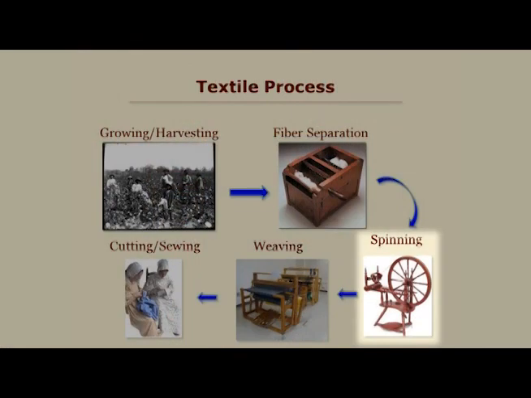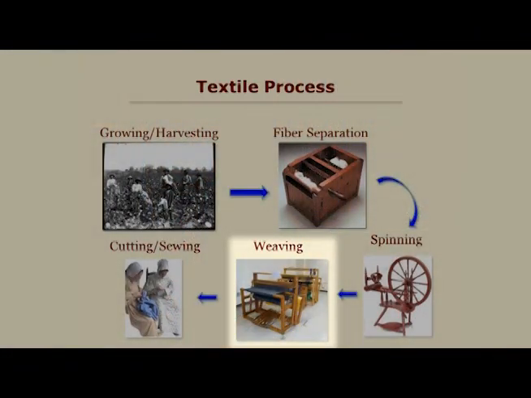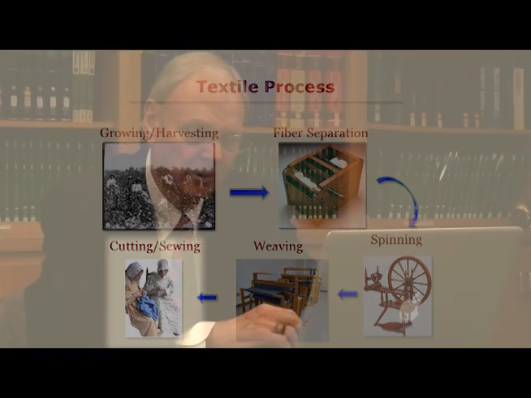After the fibers were separated, they needed to be spun into a thread. And that was done on spinning wheels. And that was a long process. After the threads were made by spinning, then the threads were woven together into cloth. And that, of course, took place on a loom. And then finally, the cloth was given to workers who would cut it and sew it into the final article of clothing. Now let's take a look at each one of those steps, beginning with fiber separation.